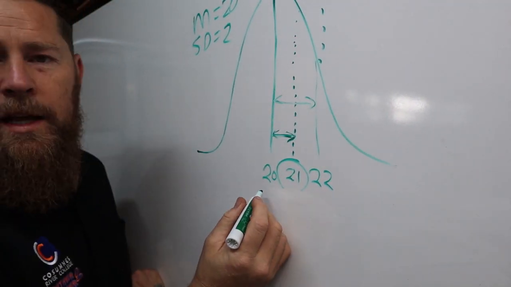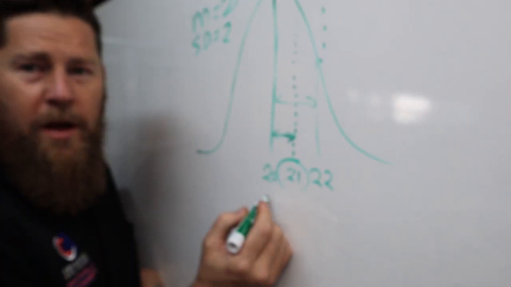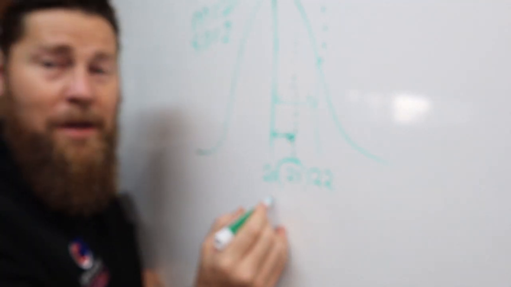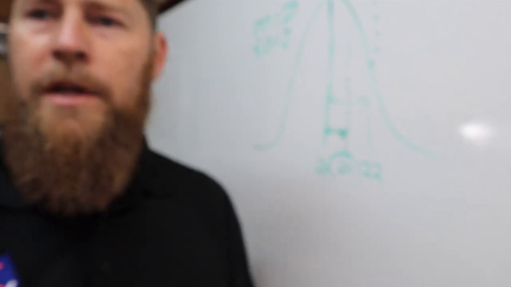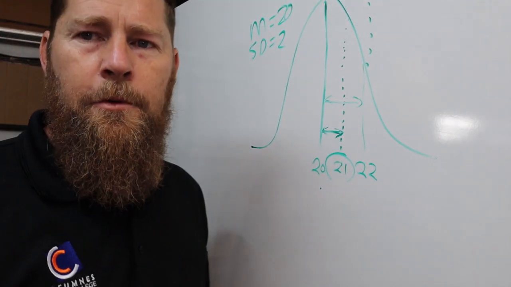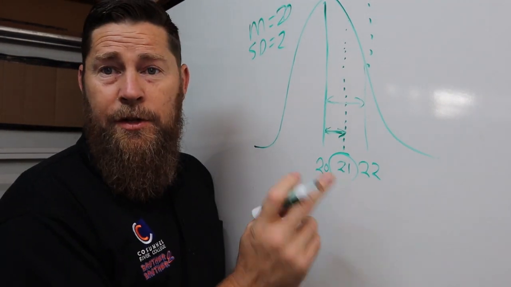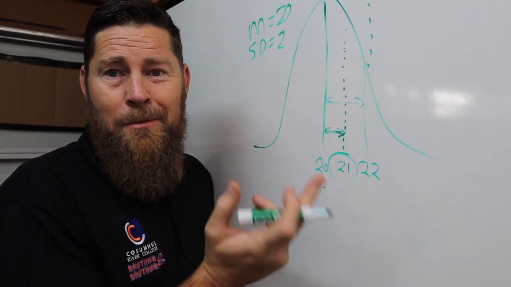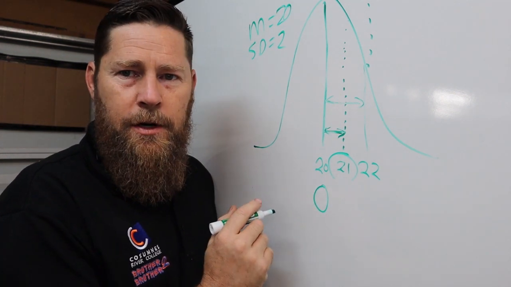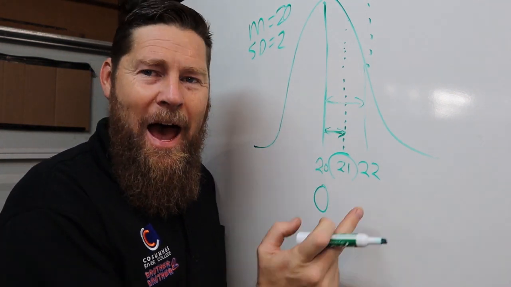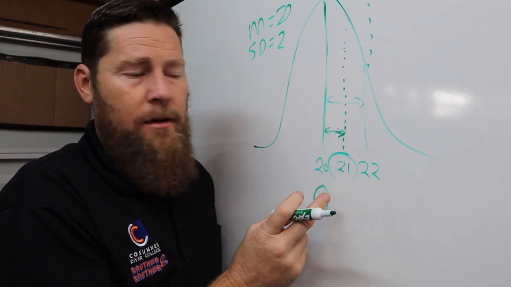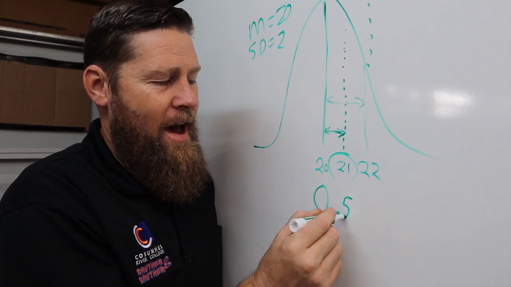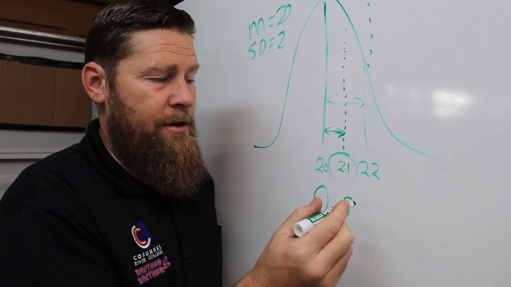So the z-score for 20 is 0, zero standard deviation lengths away from the mean, because it is the mean. 20 is 0 lengths of standard deviation away from the mean, so that's got a 0 z-score. 21 is half of a length of standard deviation, which is 2, away from the mean. So 21 is a 0.5, half. 22 we know is 1 length of standard deviation away.